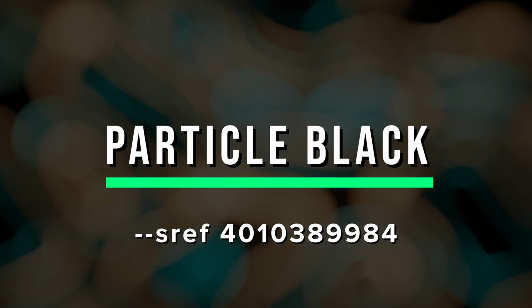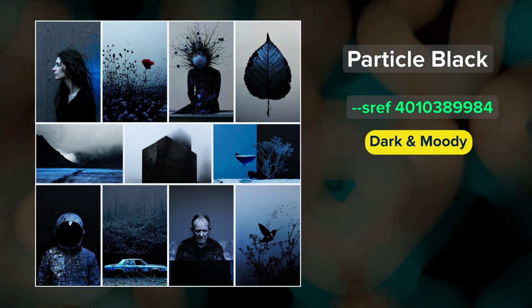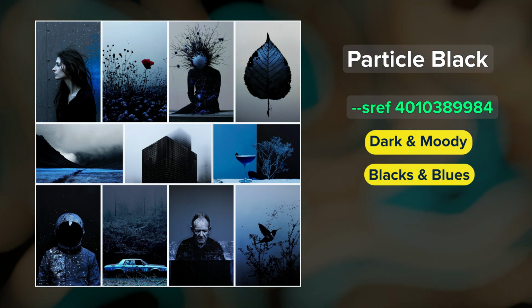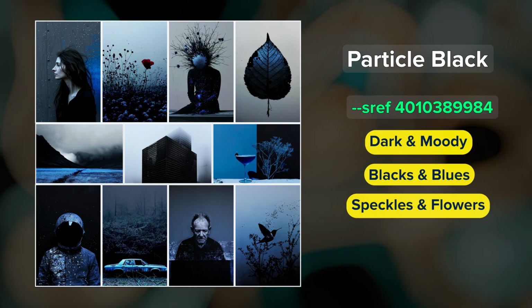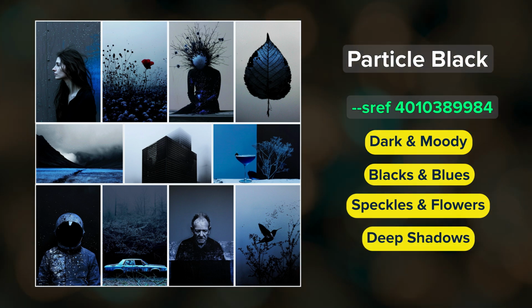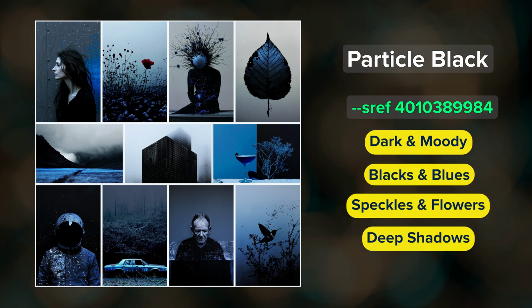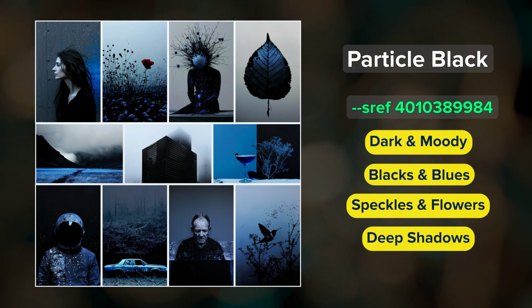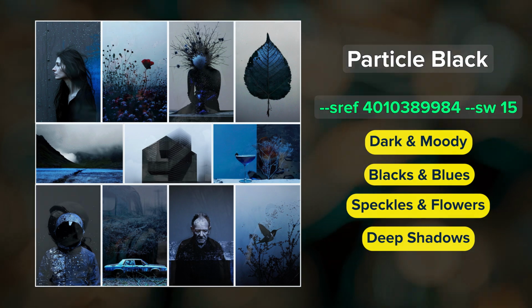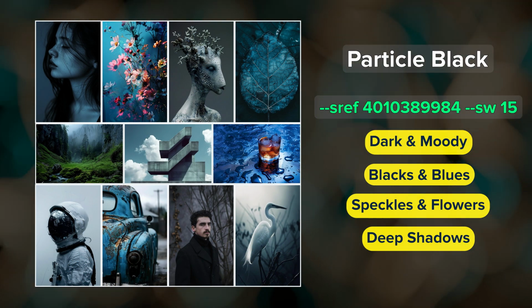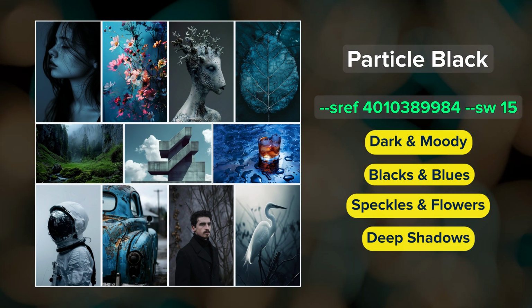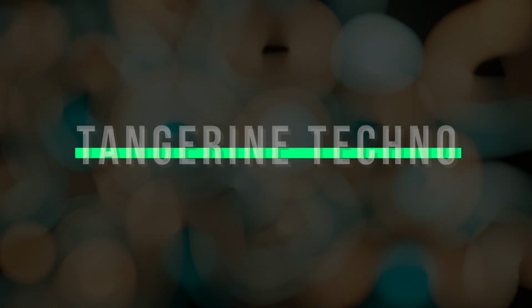Particle black. This is a dark style full of mood with blacks and shades of blue. Speckles, tiny flowers on branches, and deep shadows are common elements for this style. This is one of those otherworldly styles that I've spent a lot of time with, and it also looks really beautiful at lower style weights. These images were all created using style weight 15.